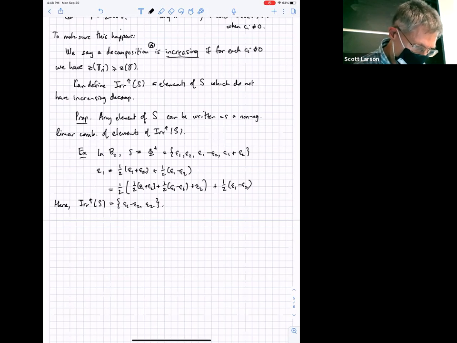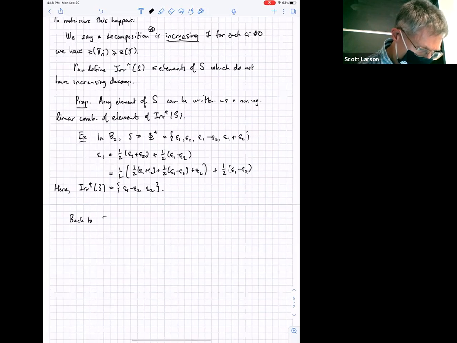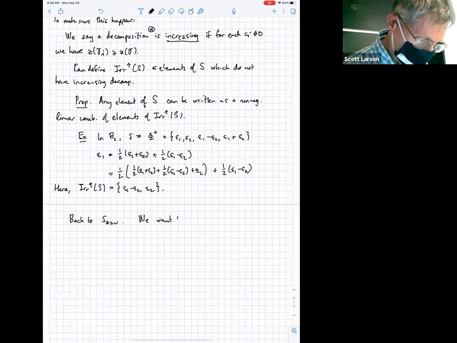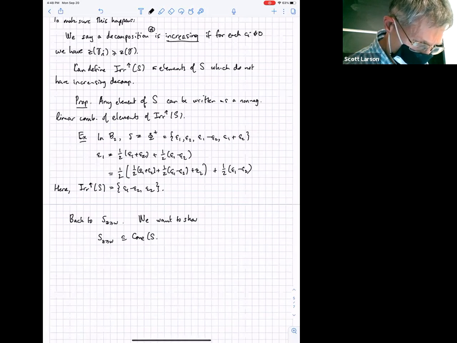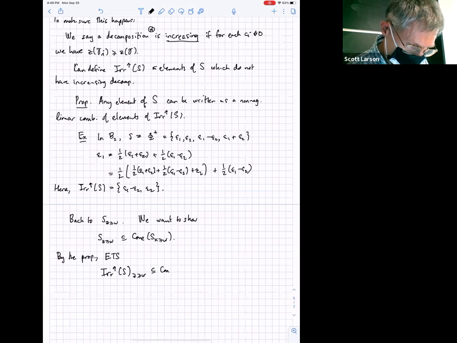But then what happens in this case? Once we know this proposition, if we look at the cone, back to the set S of Z intersect ZW, we want to show that S of Z bigger than or equal to W is contained in the cone of S of X bigger than or equal to W. So by the proposition, it's enough to show that the set of irreducible elements that don't have an increasing decomposition is contained in the set of irreducible elements satisfying z bigger than or equal to w.